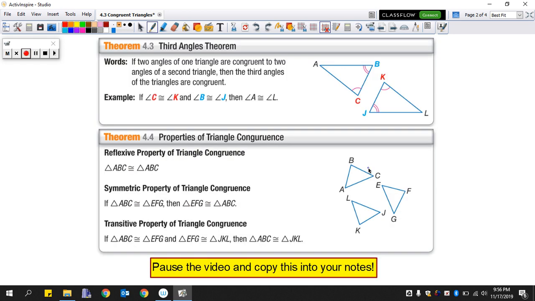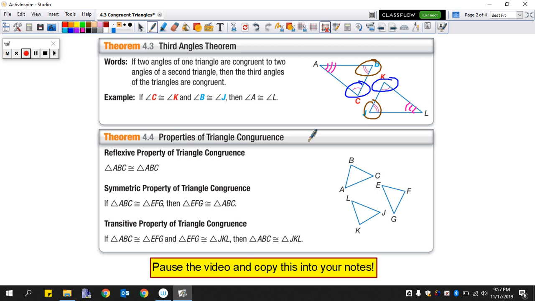Okay, the third angles theorem says that if two angles of one triangle are congruent to two angles of a second triangle, then the third angles of the triangles are congruent as well. So if we know that two angles are congruent, then we know that the third one is going to be congruent as well. So that would be three arcs there.